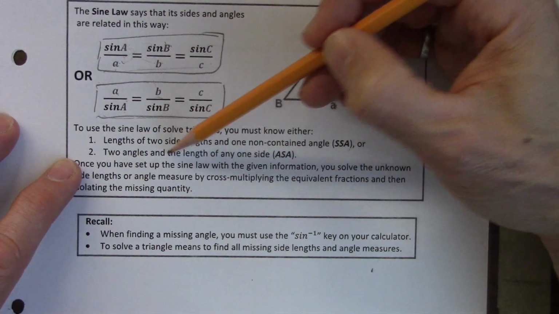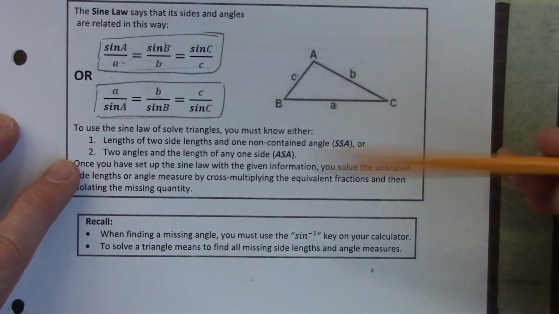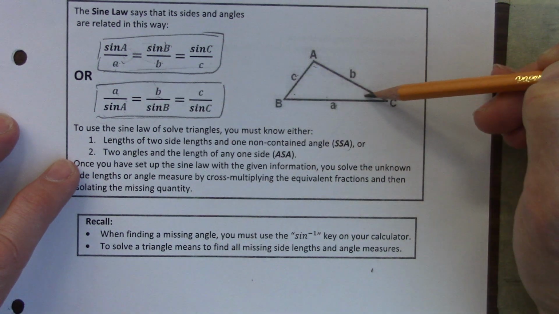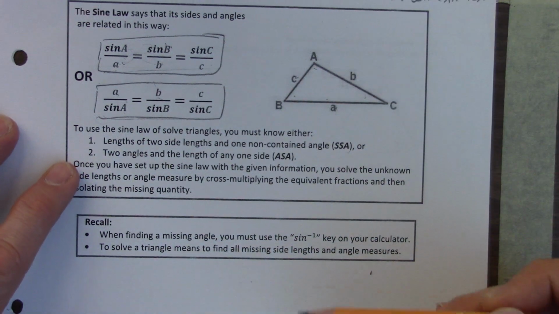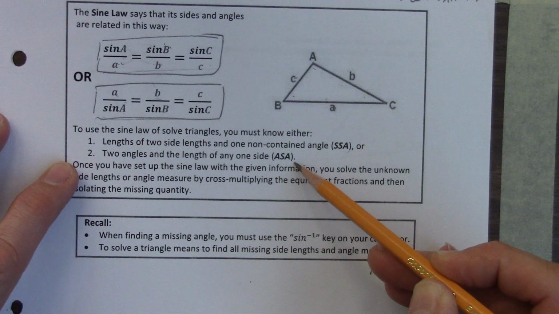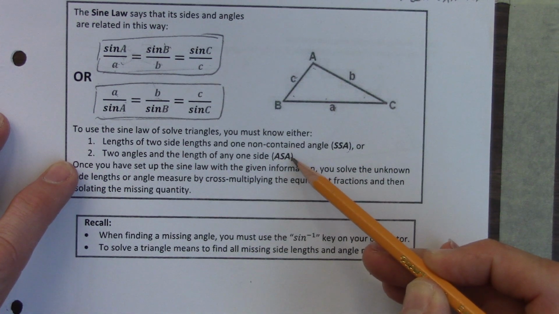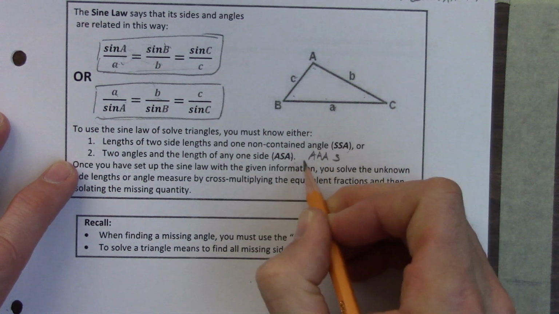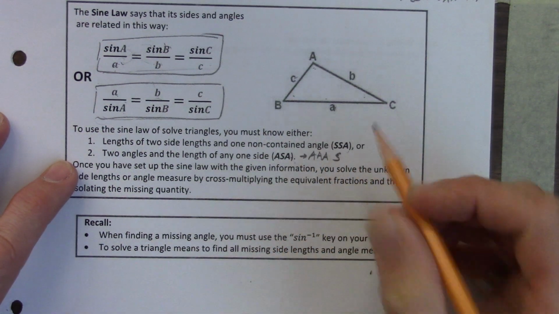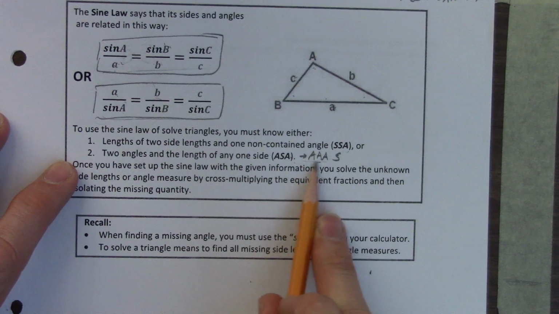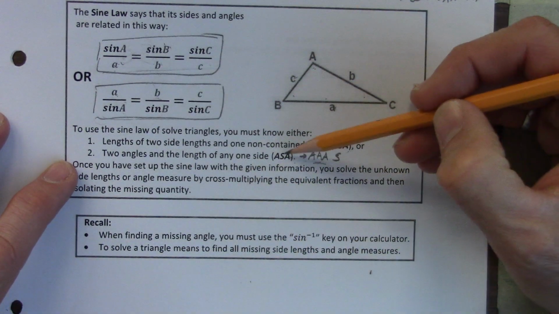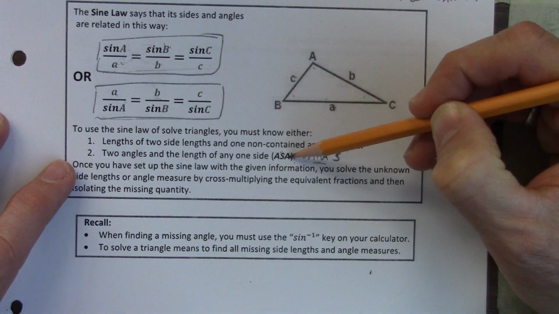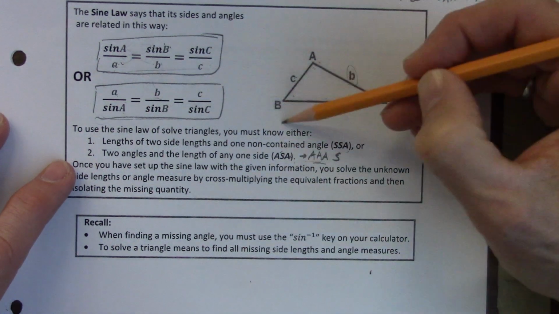Or two angles and the length of any one side. So what does that mean? Angle, side, angle. Right? And now we have two angles, we actually have three. You could even say AAS. These are the same thing, because if you have two angles, you have all three angles, since we know all three have to add up to 180. But it's easier to think of it as just two. Angle, side, angle. So any one side and two angles, we're good to go.